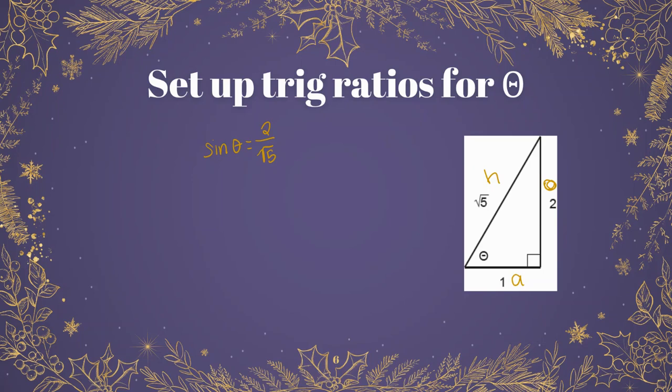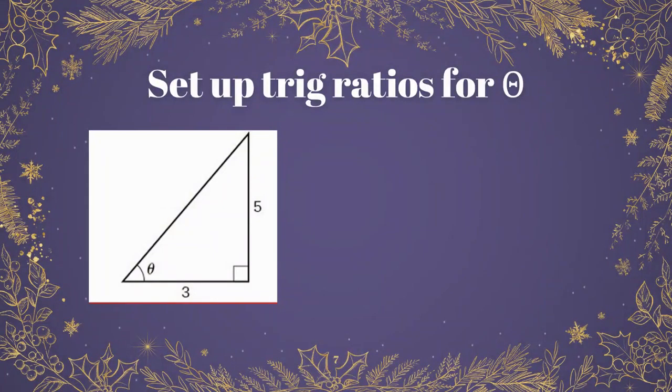Let's do cosine real quick. Cosine is going to be the adjacent, which is 1, over the hypotenuse, which is square root of 5 again. And then tangent is going to be the opposite over the adjacent, and 2 over 1 is simply 2. Okay? Are you kind of getting the idea of how we're setting these up? Hopefully this, again, is review for you.